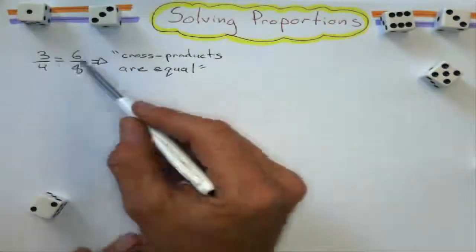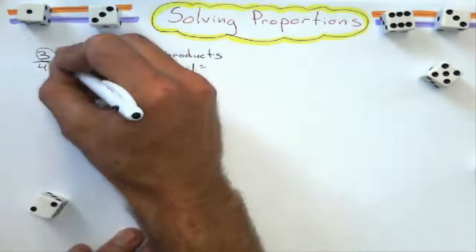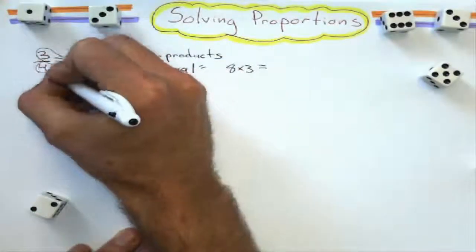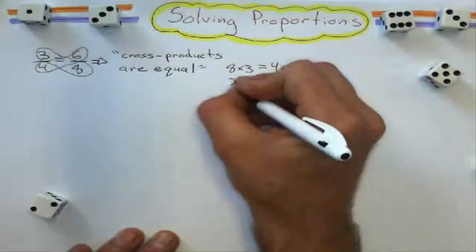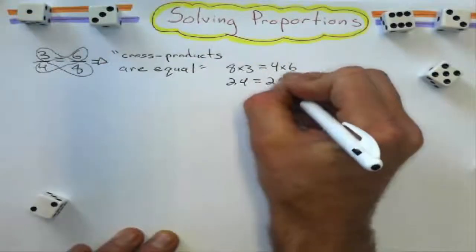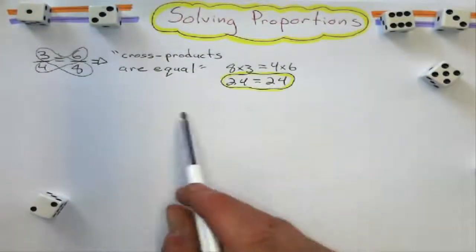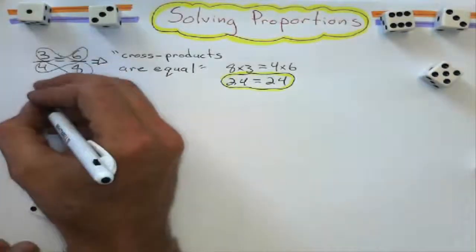Okay, and cross means like crisscross, and products means multiply. So what that means is 8 times 3 is going to equal 4 times 6. And of course it does, because they both equal 24. So if we want to generalize this for any proportions, doesn't matter, we just remember cross products are equal.